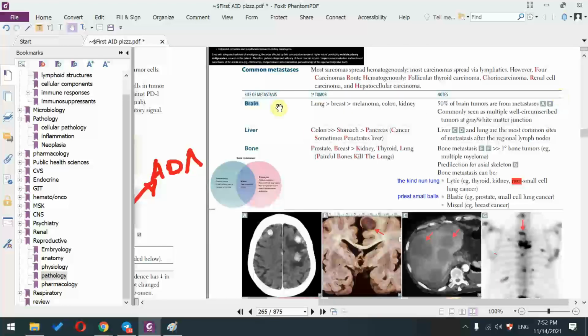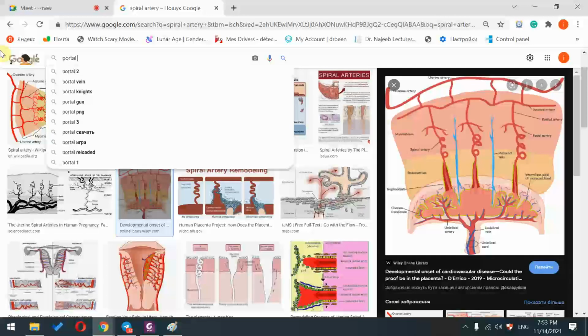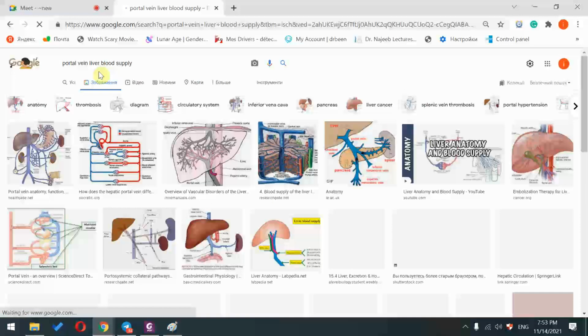So the liver, the most common cancer comes from the colon. What leads to the cancer to come to the liver from the colon? Which circulation happens between the colon and the liver? Yeah, it's the portal circulation.